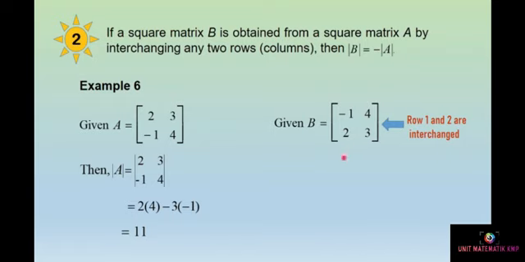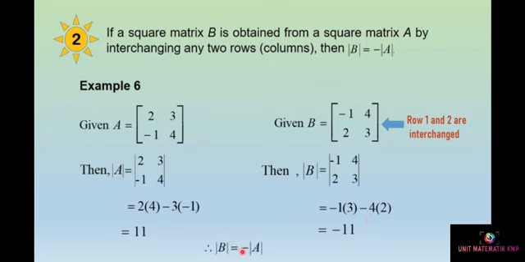Given matrix B, matrix B is obtained from interchanging row 1 and row 2 of matrix A. Then determinant B is negative 1 times 3 minus 4 times 2, which is equal to negative 11. Therefore, determinant B is equal to negative determinant A.